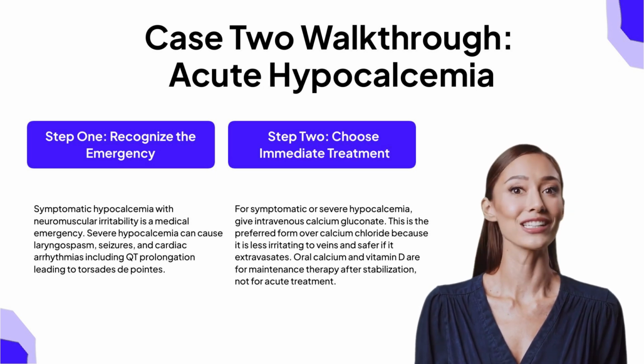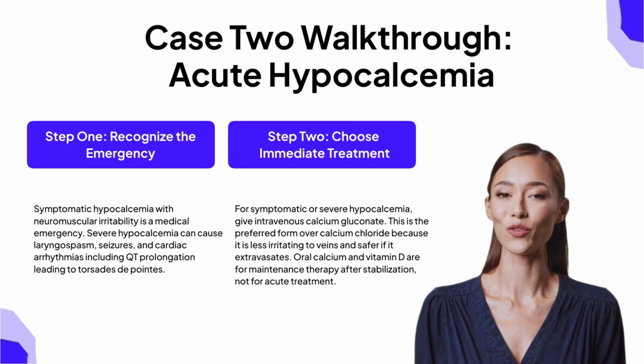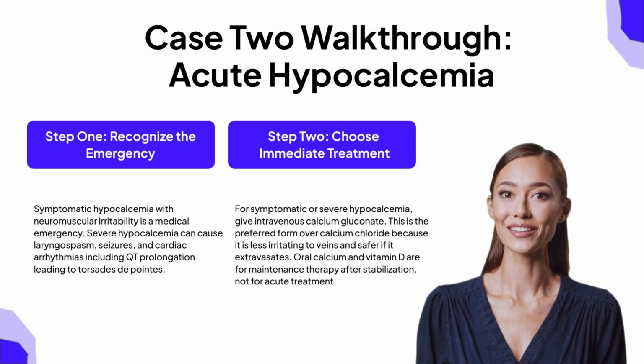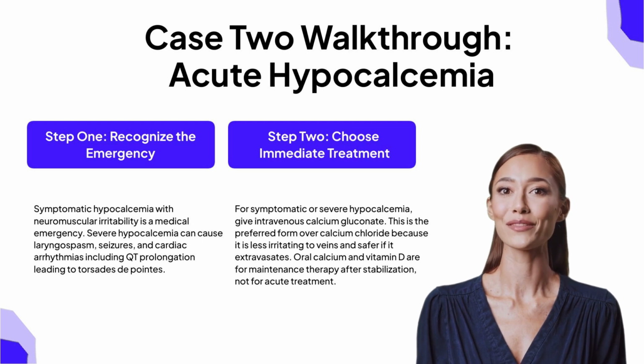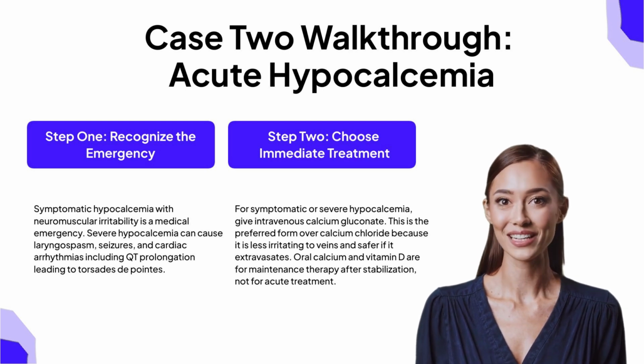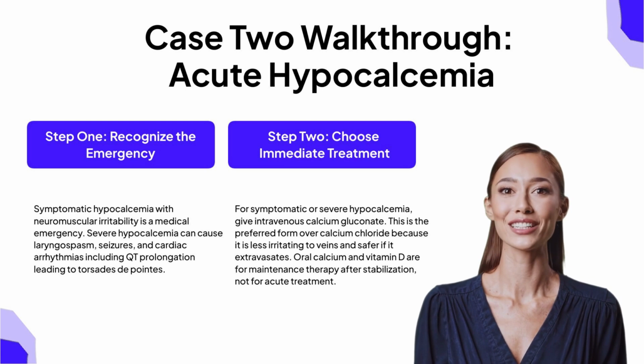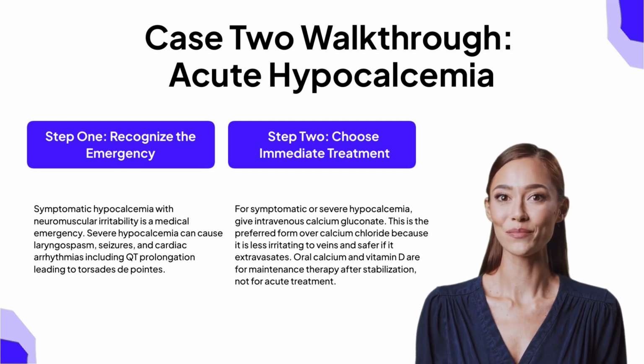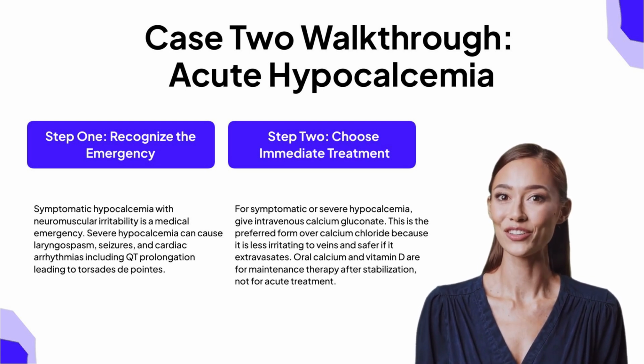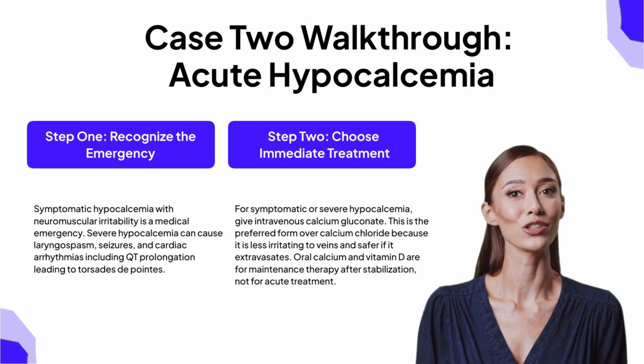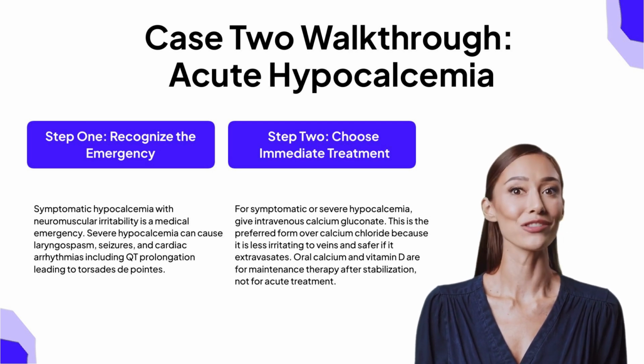For acute symptomatic hypocalcemia, the answer is always intravenous calcium gluconate, not oral calcium, not vitamin D, not observation with repeat labs. Calcium gluconate is preferred over calcium chloride for peripheral intravenous administration because chloride is very irritating and can cause tissue necrosis if it extravasates.